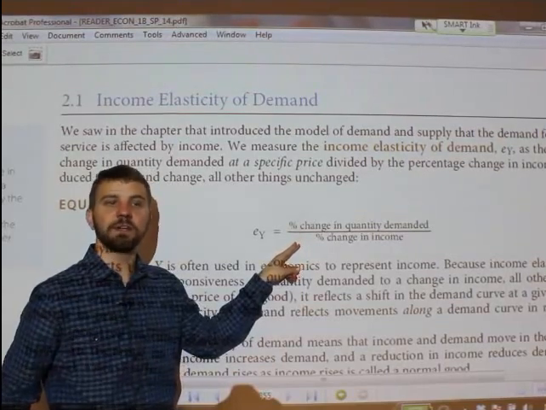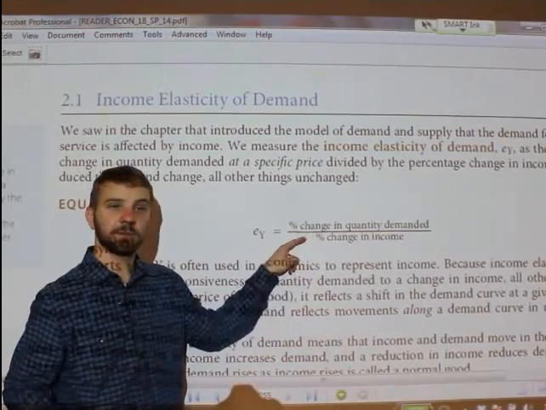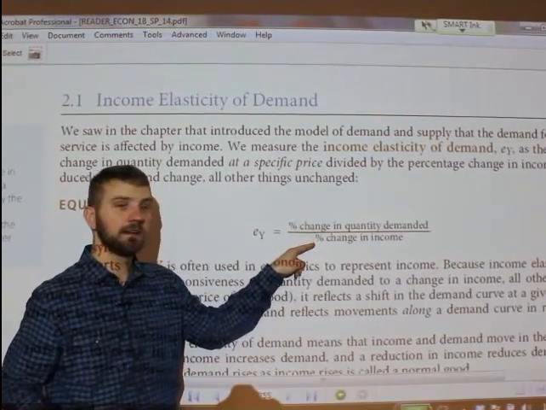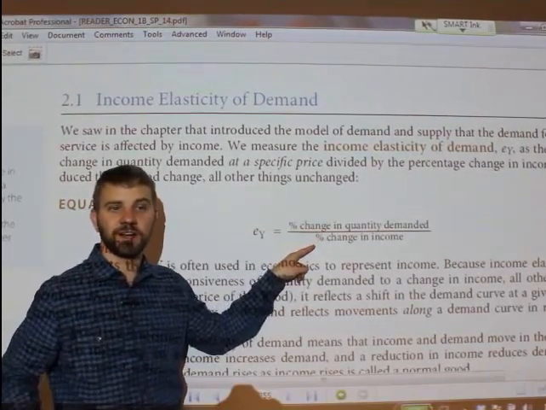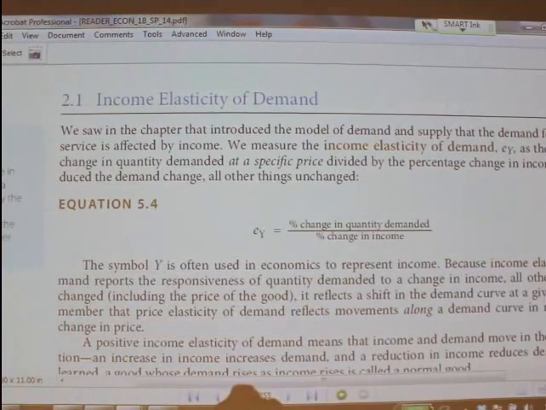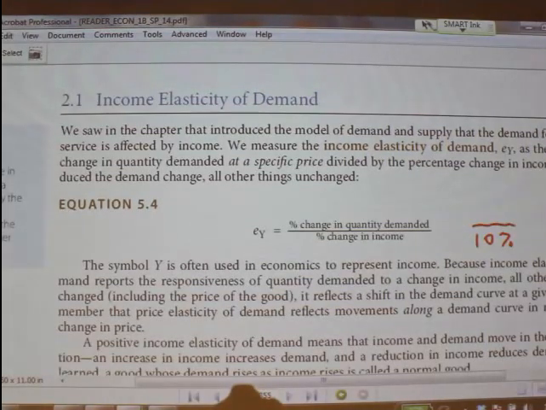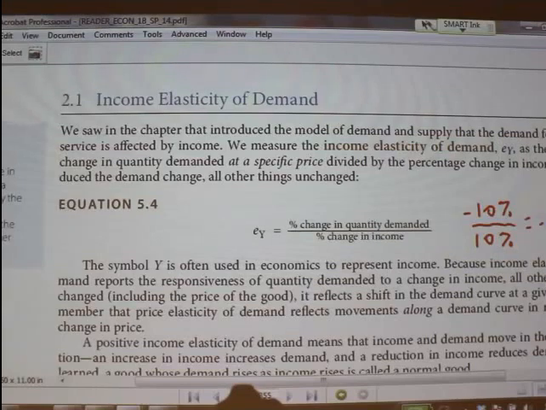And so, for example, if your income increases by 10%, so the denominator is 10, what's going to happen to the number of bus rides you take? So let's say the percentage change in income is 10%. What's going to happen to the number of bus rides you take? For some people it will fall, because maybe they buy a car, right? And so it might be, say, negative 10%. And therefore, the income elasticity would be negative 1.